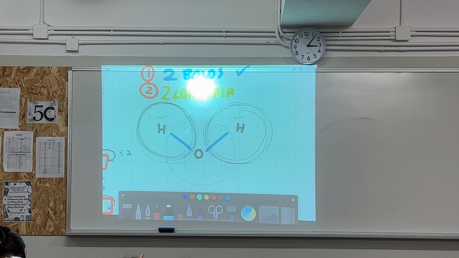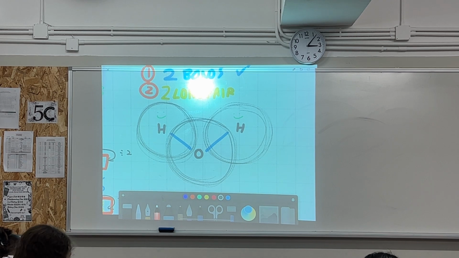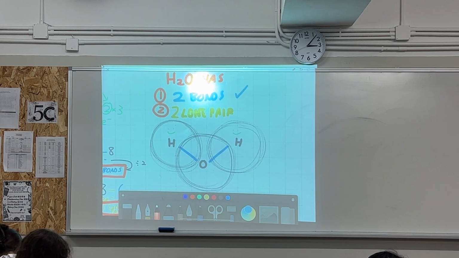What about the middle oxygen? Is it happy now? No, not yet, because it only has how many electrons in total? 4. Do you see where the 4 electrons are? This represents 2 electrons. This represents another 2. 2 plus 2 means 4. 4 is 4 from 8. That means we will add the remaining 2 lone pairs here.